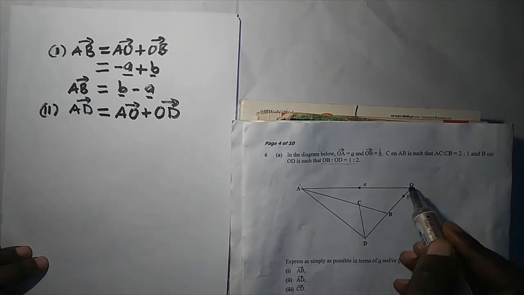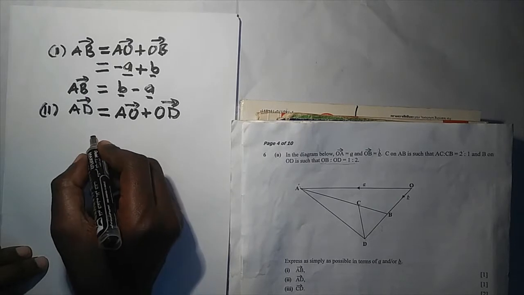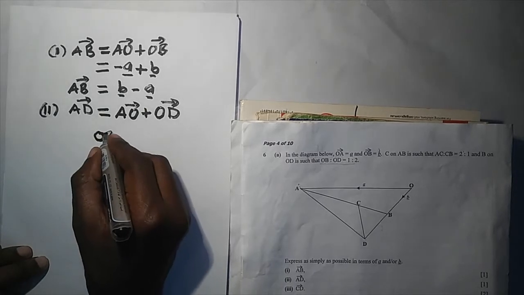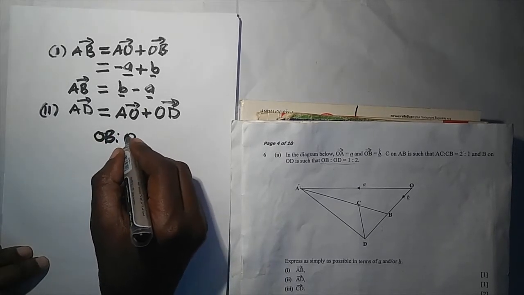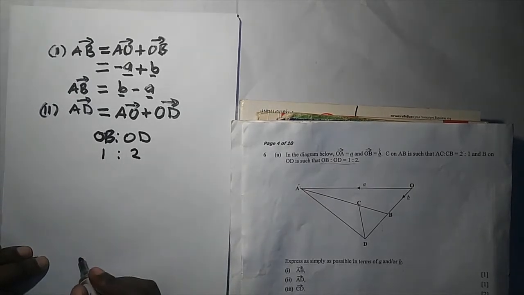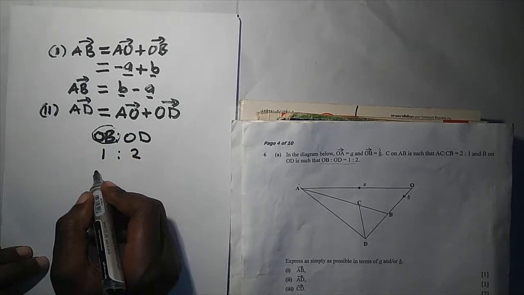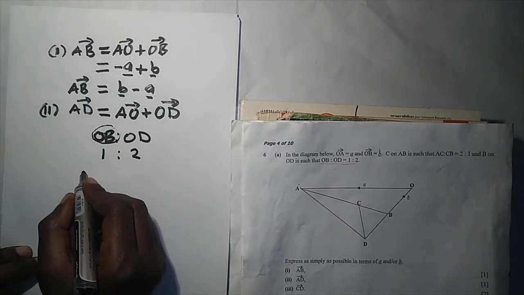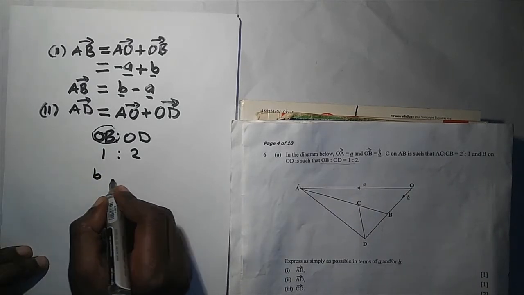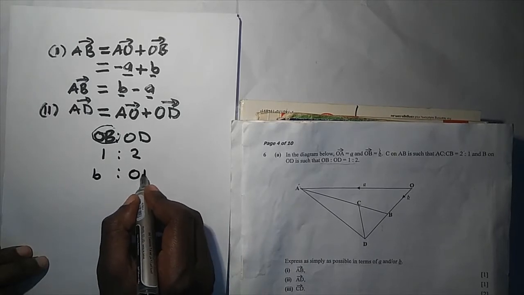OD is the total length from O all the way up to D. The way we find it, since our ratio is given as OB to OD, it's given as 1 to 2. We already have OB, it has been given, so we are going to replace it. Where there's OB, we have our vector for OB given as B. So we are going to have B here, and this side we are going to have OD.